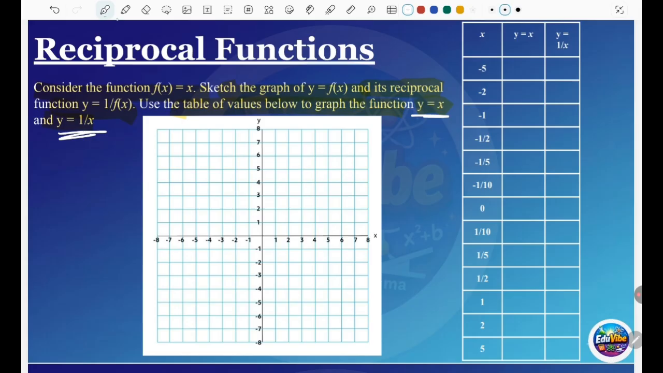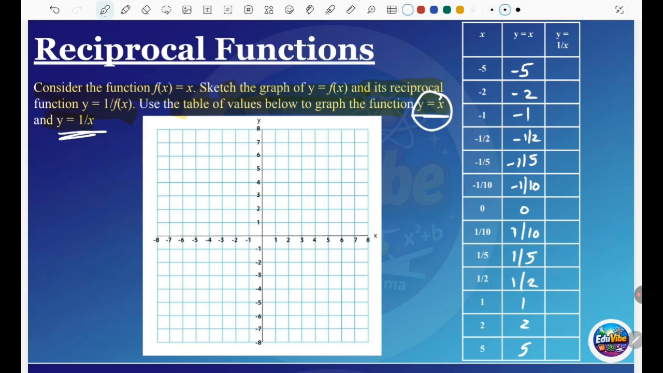We have a table of values. These are straightforward. If x is minus 5, then y is minus 5. You get the same values when you put them in. This is an easy thing. So 0, 1 by 10, 1 by 5, 1 by 2, 1, 2, and 5.